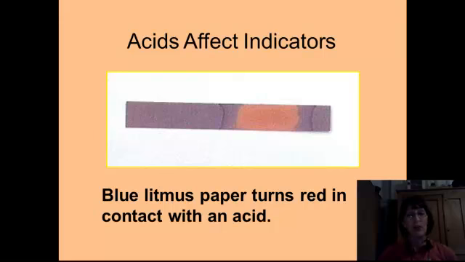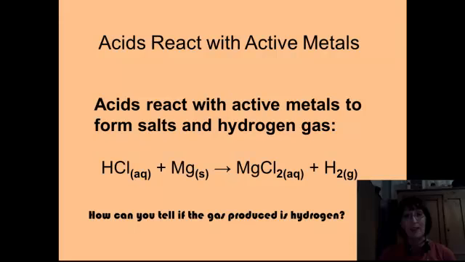Acids affect indicators. There are lots of different kinds of indicators. We've used 2 major indicators in class. We've used a little bit of litmus paper, but more so we've used the universal indicator, which is really a combination of several indicators. And indicators are chemicals that change color at a certain pH. So they put several of them together so that it'll be one color when it's a pH of 2, and a different color when it's a pH of 3, and another color when it's a pH of 4, and so on. Blue litmus paper turns red when it's in an acid. So litmus paper turns red with an acid.